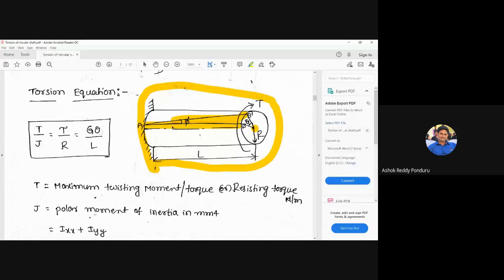Now that is the diagram. Next, J, where J is equal to polar moment of inertia. It is called by different names here. Polar moment of inertia is also called the moment of inertia about the z axis. Sometimes it is also called the moment of inertia about the axis of rotation.